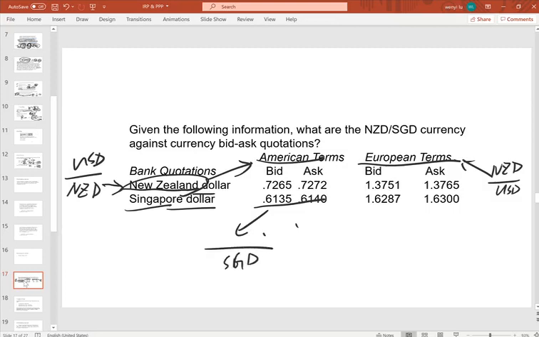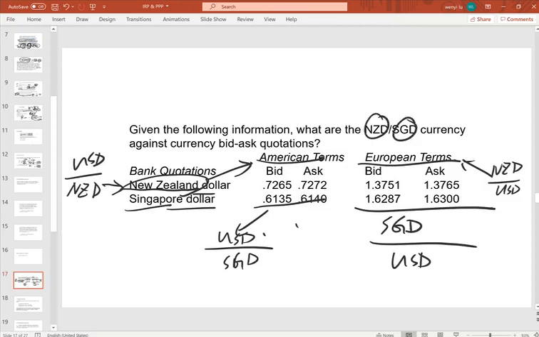Equal to 1 Singapore dollar will equal to how many US dollars? And for the European terms, for 1 US dollar equal to how many Singapore dollars? Now we want to check a New Zealand dollar to Singapore dollars cross rate. So let's decide which one we will use.